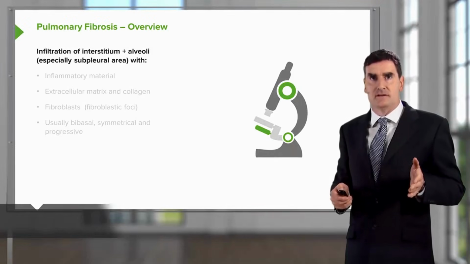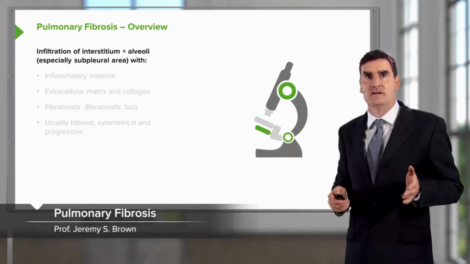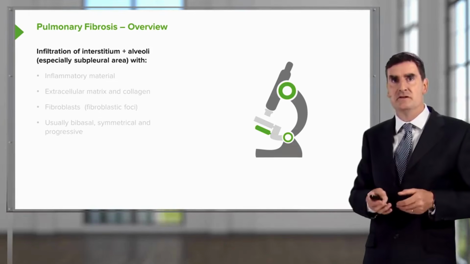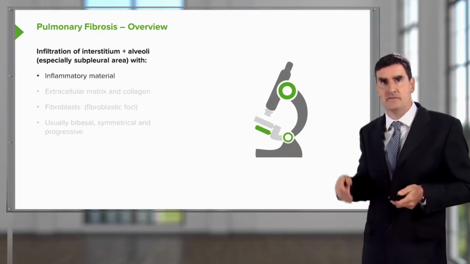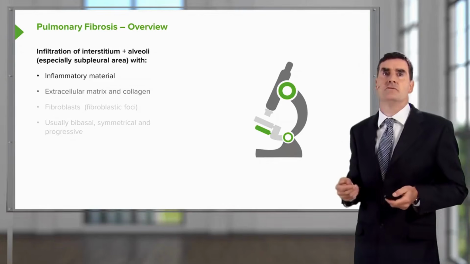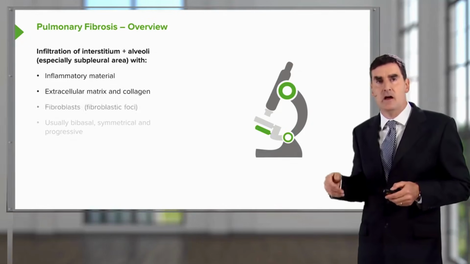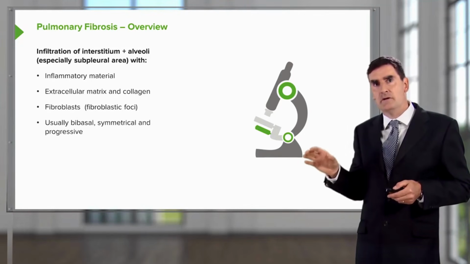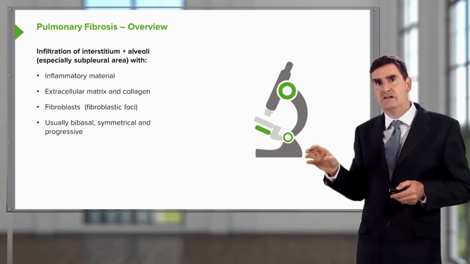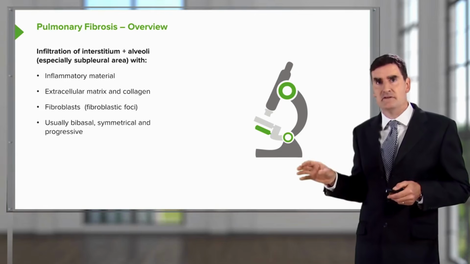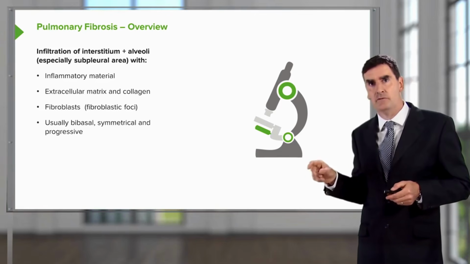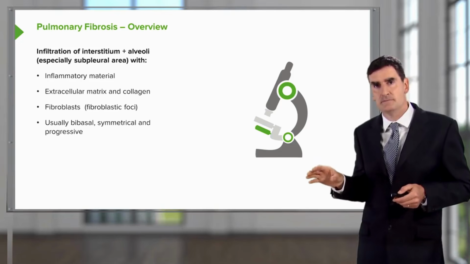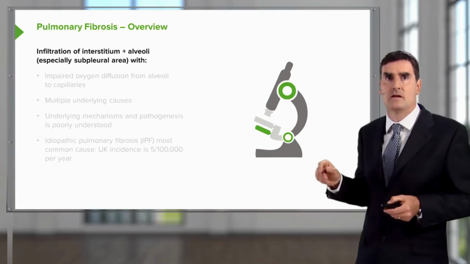Pulmonary fibrosis is the commonest cause of interstitial lung disease and the most important clinically. As mentioned already, it's due to an infiltration of the interstitium and alveoli with inflammatory material and increased extracellular matrix, collagen and fibroblasts. This is normally in a bibasal distribution, usually subpleural, usually relatively symmetrical, and importantly, pulmonary fibrosis of the idiopathic type is generally a progressive disease.